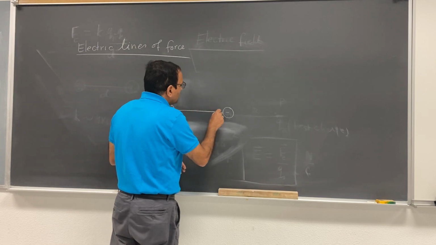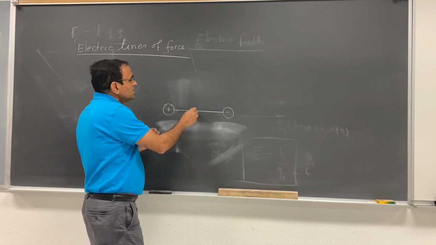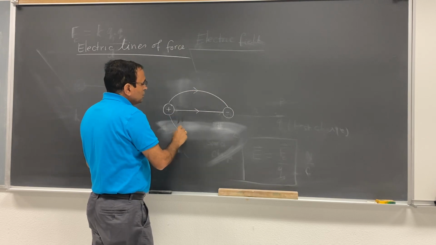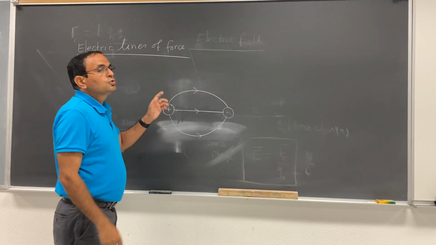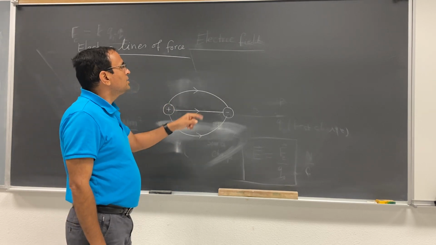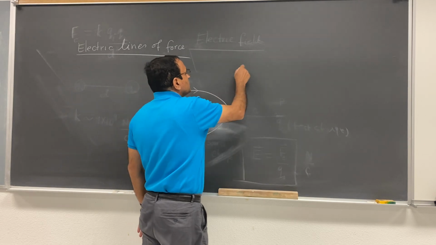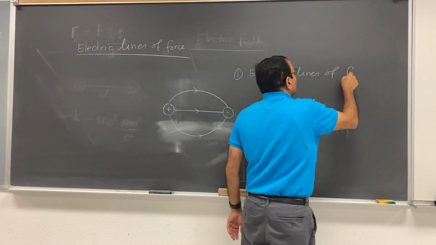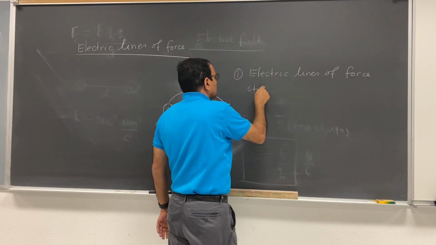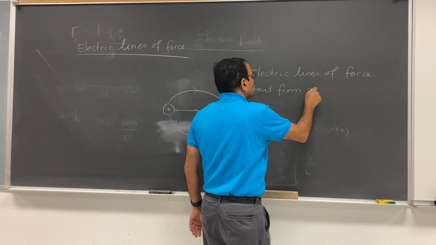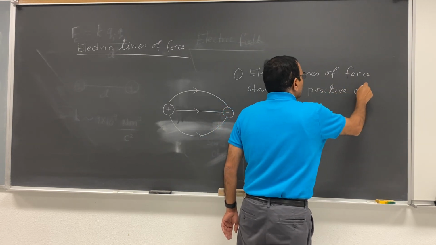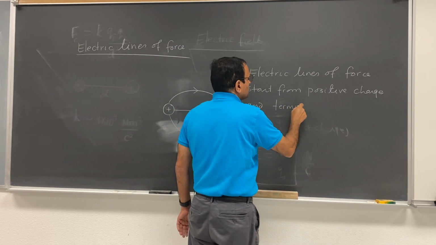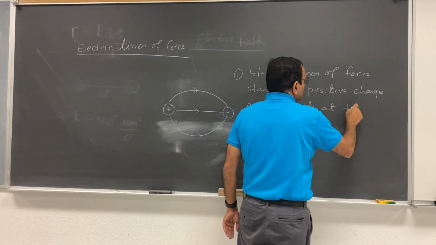This is one electric line of force. Another electric line of force you can draw this way. This one is also an electric line of force. So electric lines of force start from the positive charge and terminate at the negative charge. This is the first point: electric lines of force start from the positive charge and terminate at the negative charge.